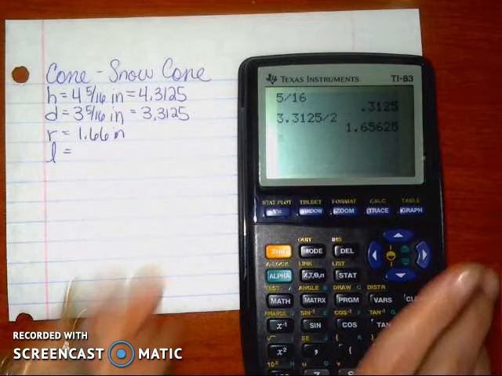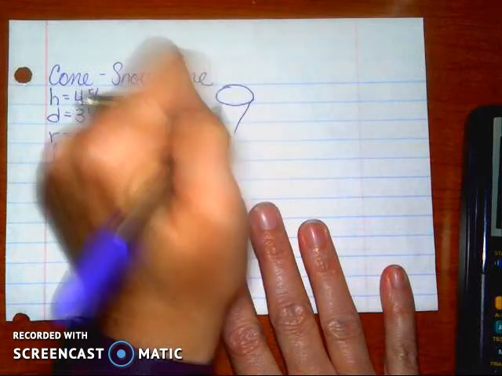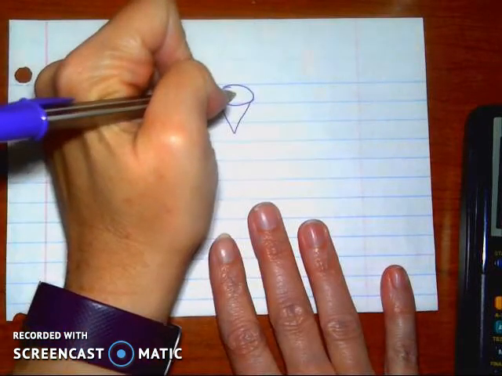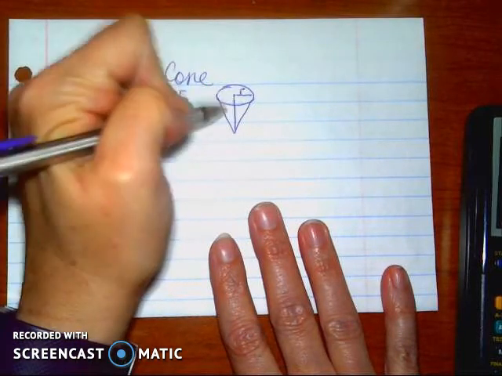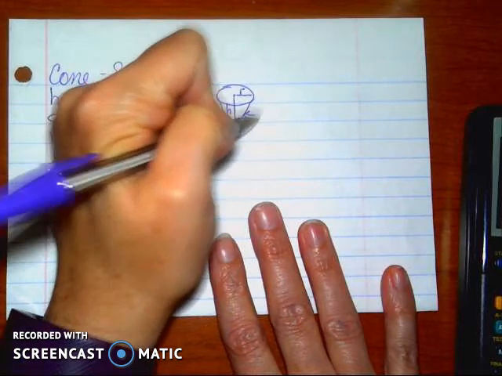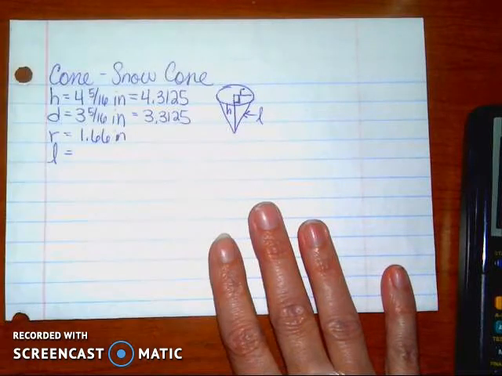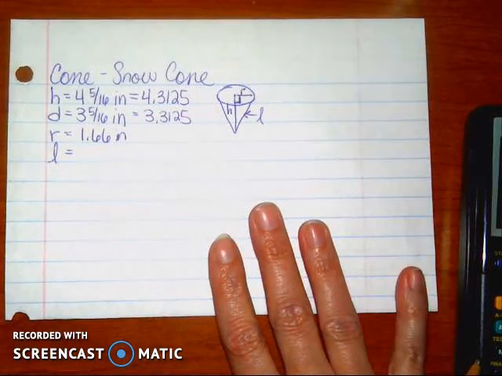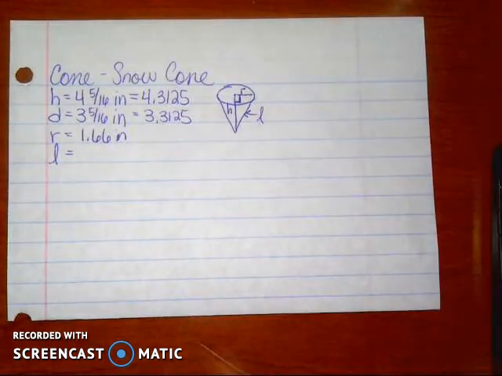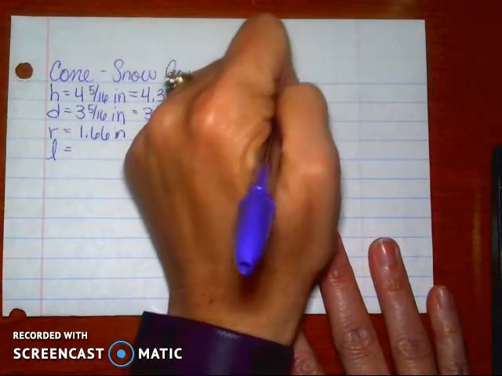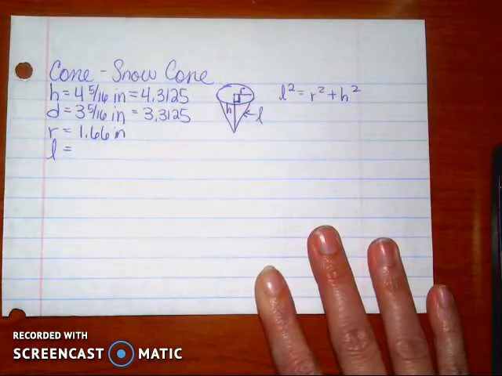Okay, so how am I going to do that? Let me draw a diagram. So here's my cone. And here's the radius, here's the height, and then this would be the slant height. Now, because the radius and height are perpendicular, that gives me a right triangle. That gives me a squared plus b squared equals c squared. So that gives me the Pythagorean theorem. So my slant height squared is going to equal my radius squared plus my height squared.